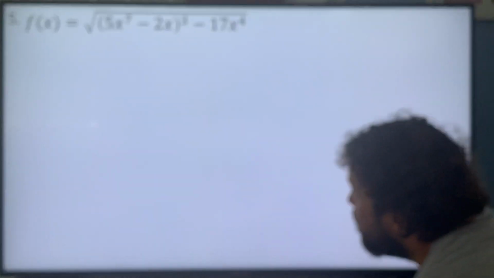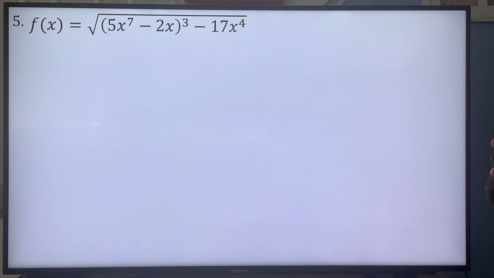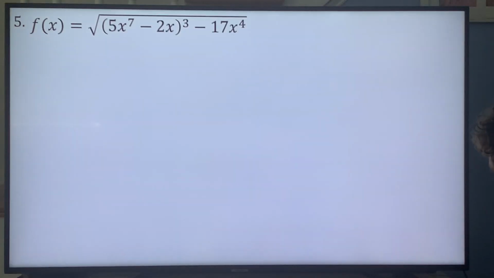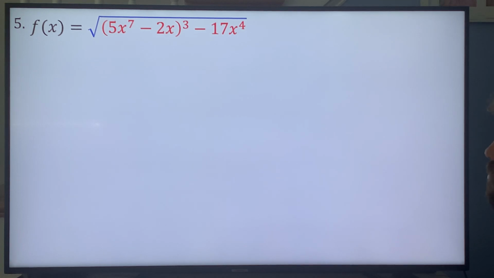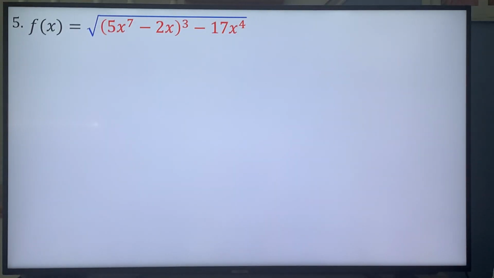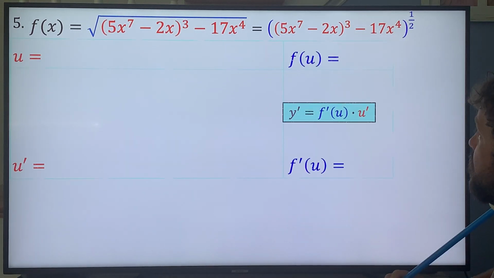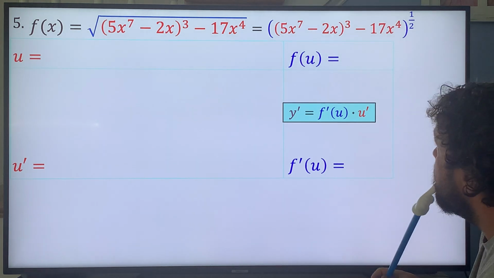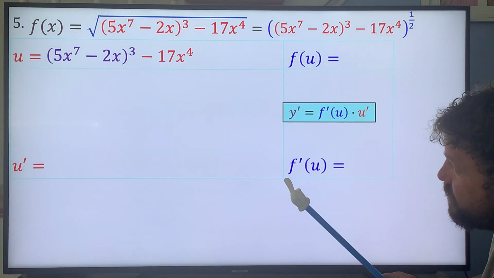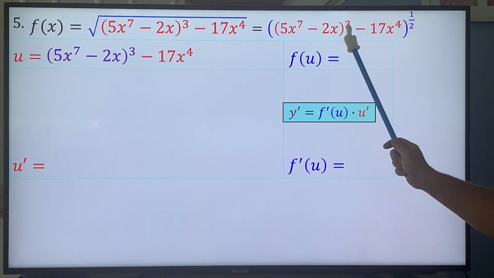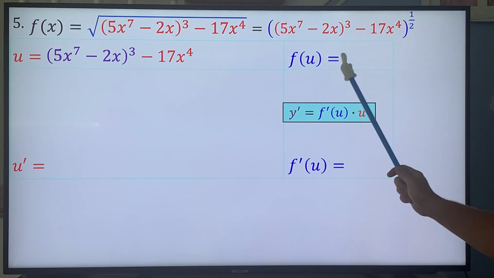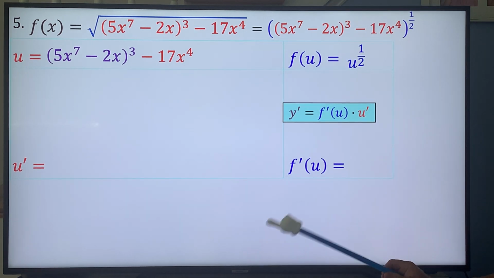Awesome. Problem 5. You know what we have to do here? Now we're going to have some fun. I see something inside of something. So, the inside here is all of this, and the radical, u to the 1/2, is the outside. So u is 5x to the 7th minus 2x cubed minus 17x to the 4th. F of u is u to the 1/2.